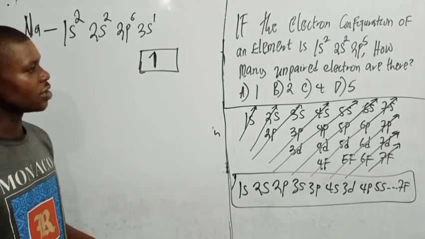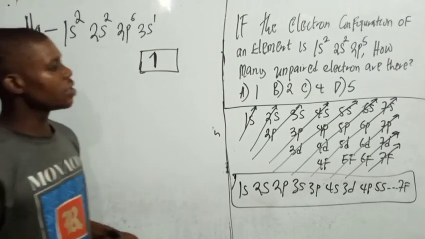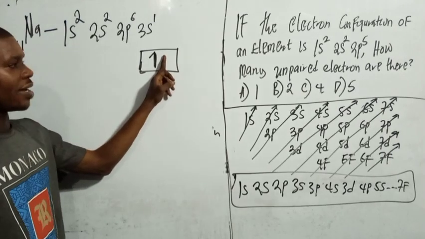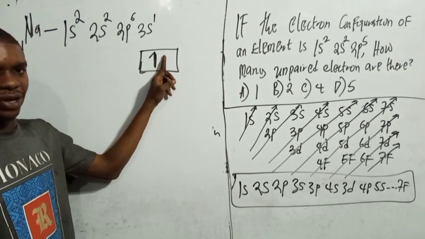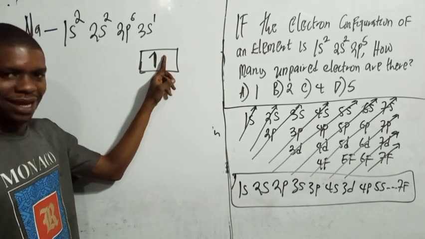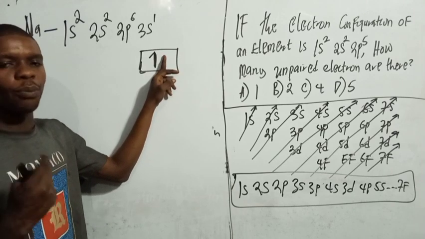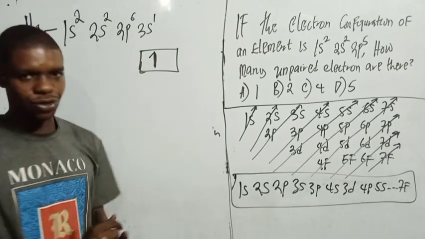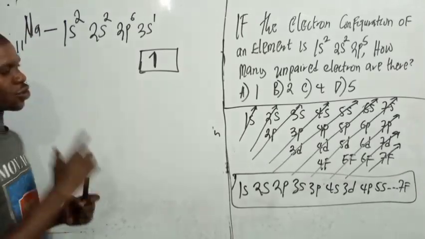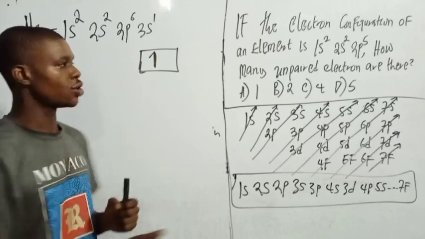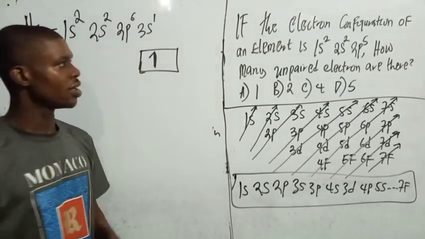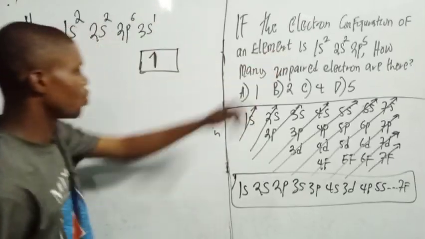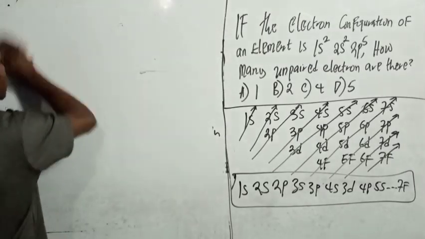So they're asking how many unpaired electrons do we have here? We have one unpaired electron. Just that one unpaired electron. So let's use our knowledge here to answer this question.